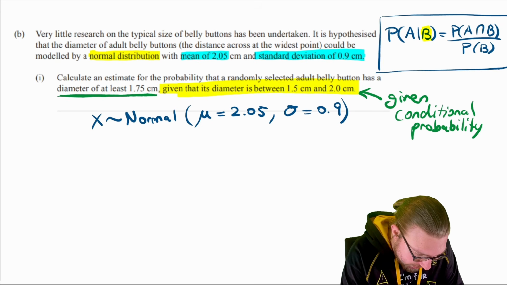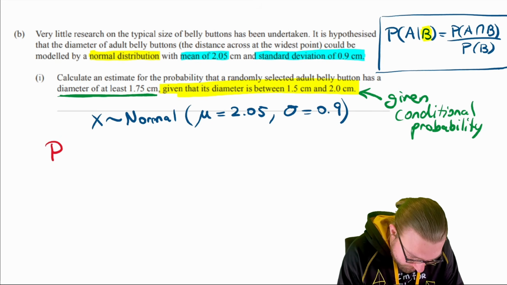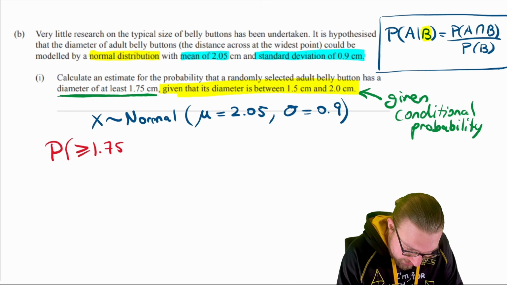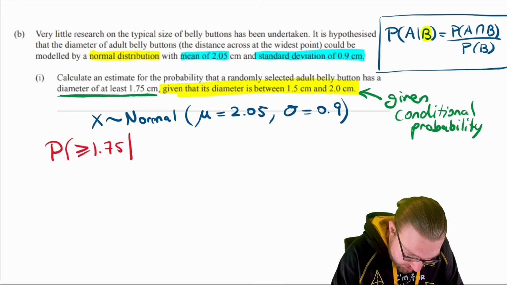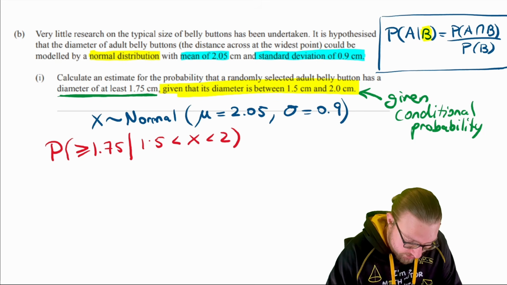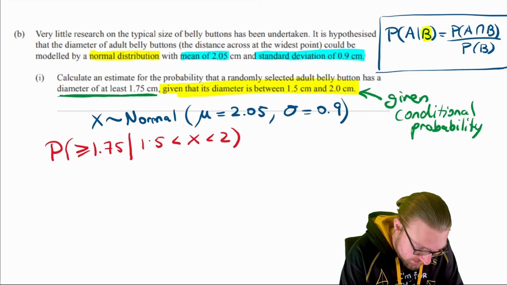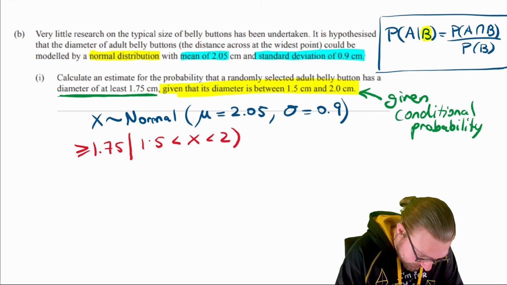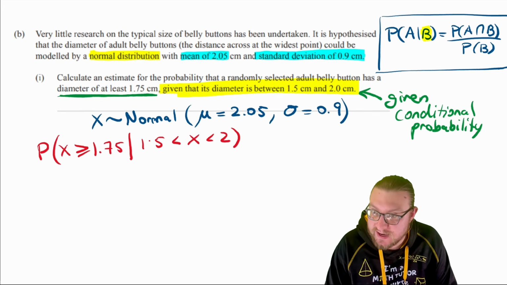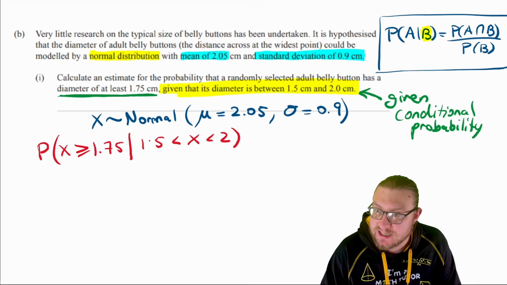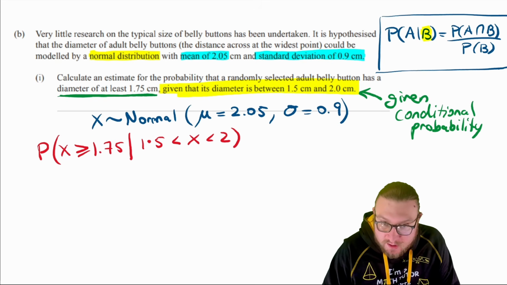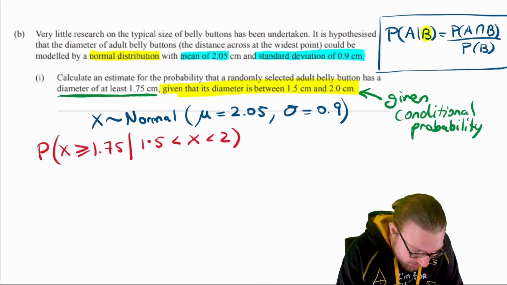So in other words, what we are interested in is the probability that we are at least 1.75 centimeters in diameter, but we are given information that we are between 1.5 and 2. I guess we can put the x here in the front as well, to make it more complete and correct. So we want the probability that x, or a belly button size here, is more than 1.75, given it's between 1.5 and 2. So how do we use this formula now? We have to have a look.